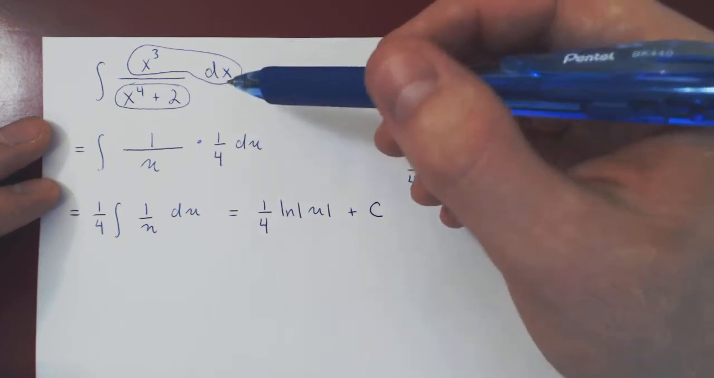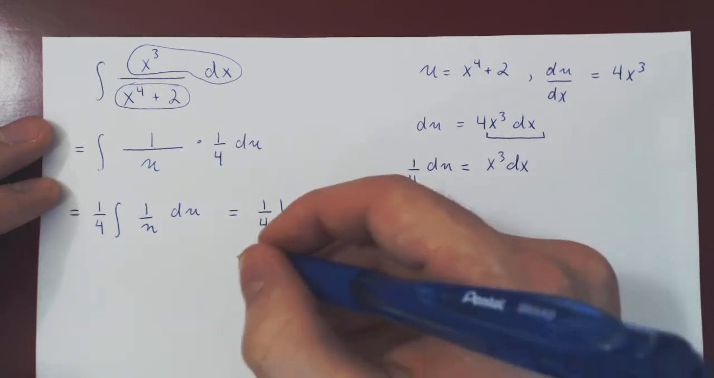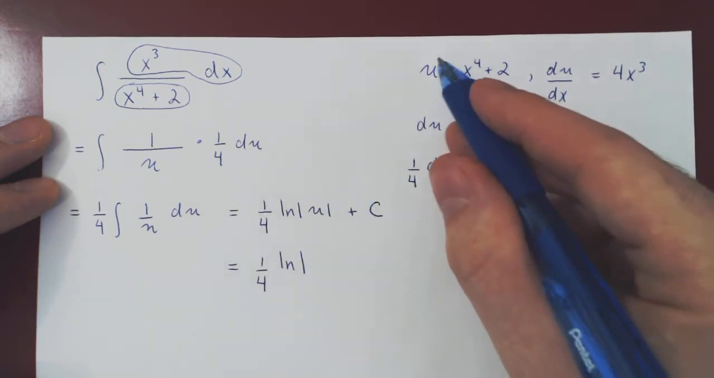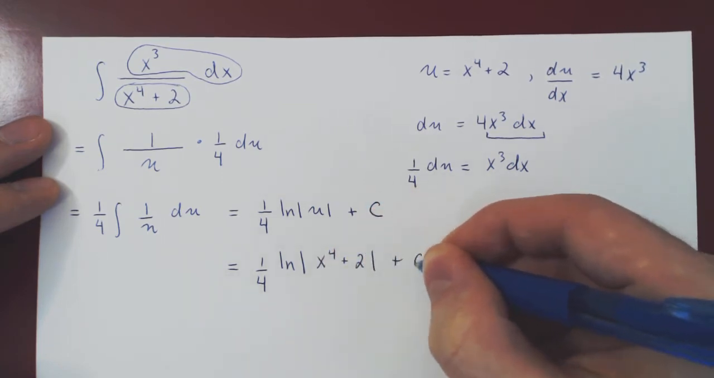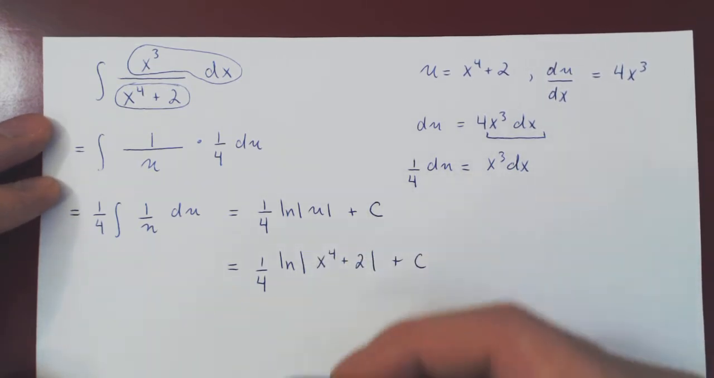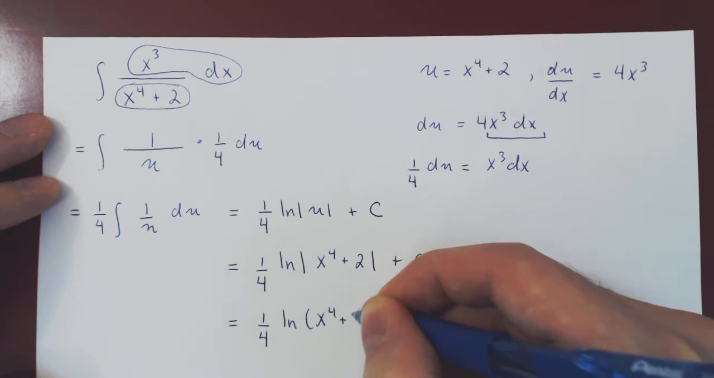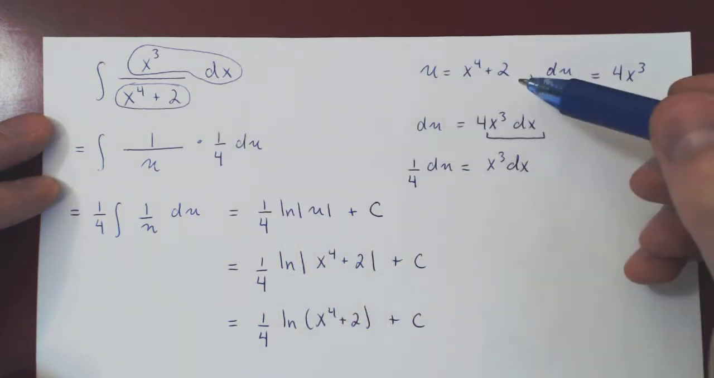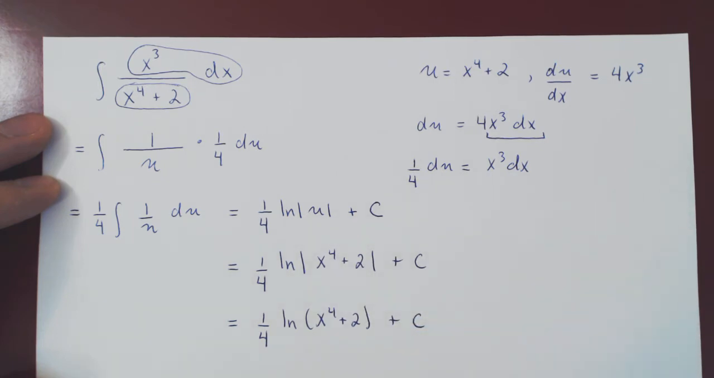But as always, since we had an integral as a function of x, we must give our final answer back as a function of x. Well, that's quite easy, as u as a function of x is x to the 4 plus 2. One last thing you can do here, as x to the 4 plus 2 is always positive, we can drop the absolute value for regular brackets, as it can never be negative. So the integral of x cubed over x to the 4 plus 2, by using a simple u substitution, is a quarter ln of x to the 4 plus 2 plus the constant of integration.